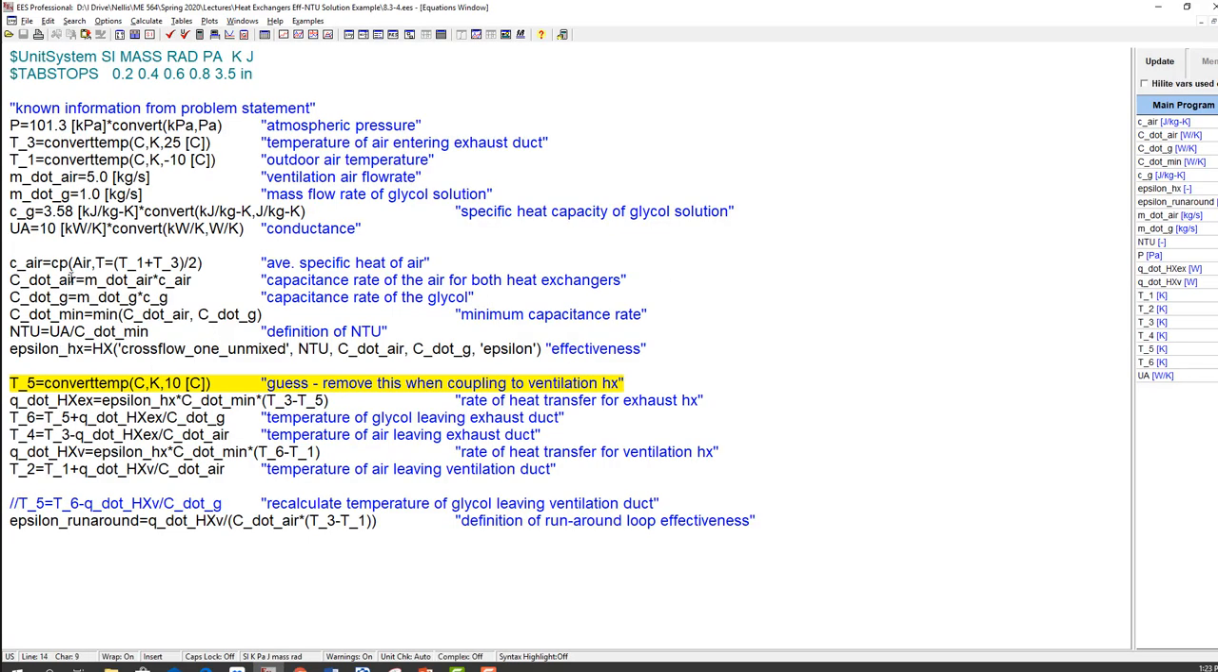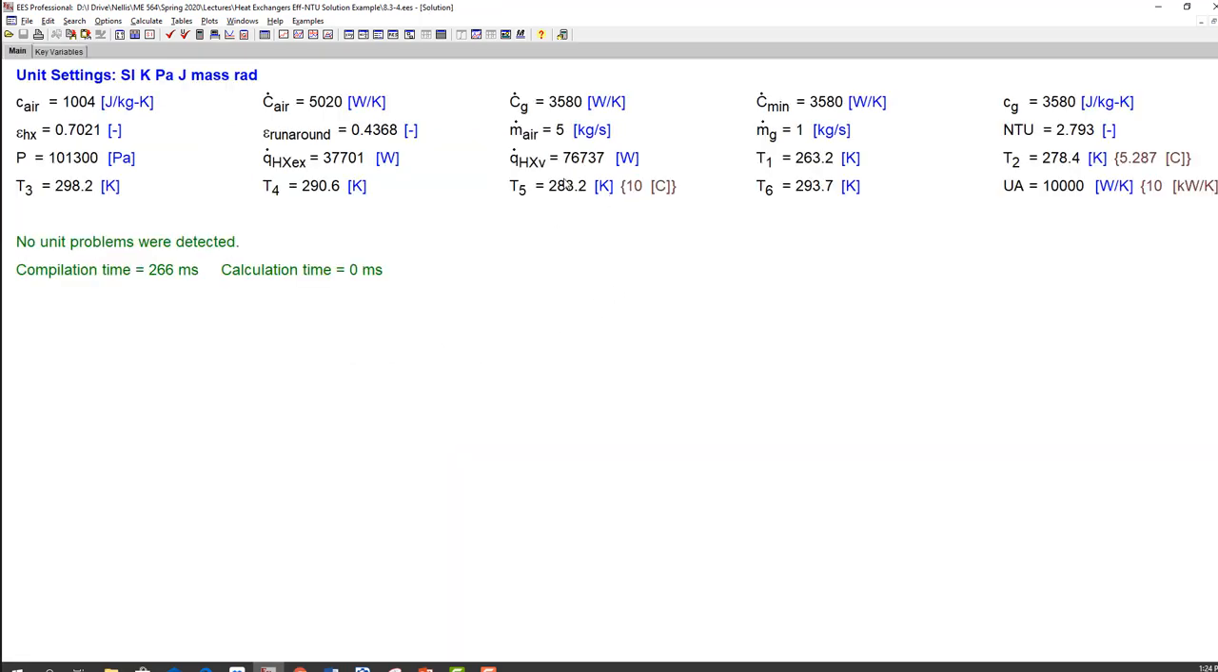So here's the capacitance rates, this one and this one. I'm picking out the minimum capacitance rate using the min function here. Here's my NTU, and then I go and pull the right function. So this is a cross-flow with one unmixed, and I give it the NTU and the capacitance rates, and it gives me the effectiveness. So the effectiveness of both of those two heat exchangers is about 70%.